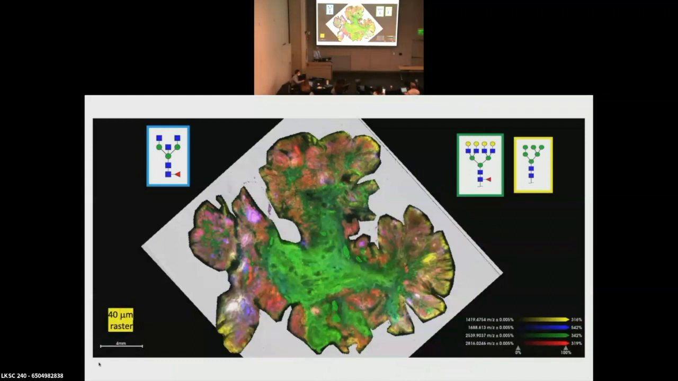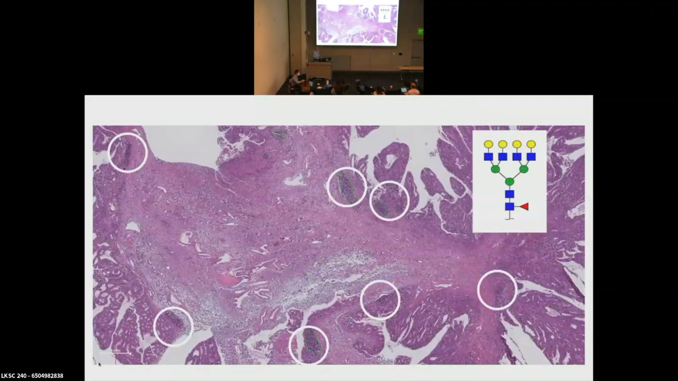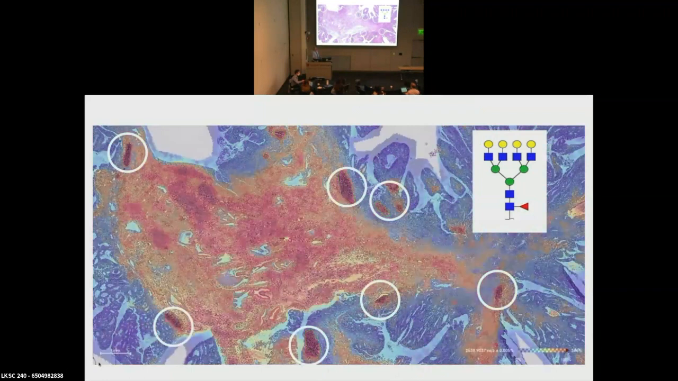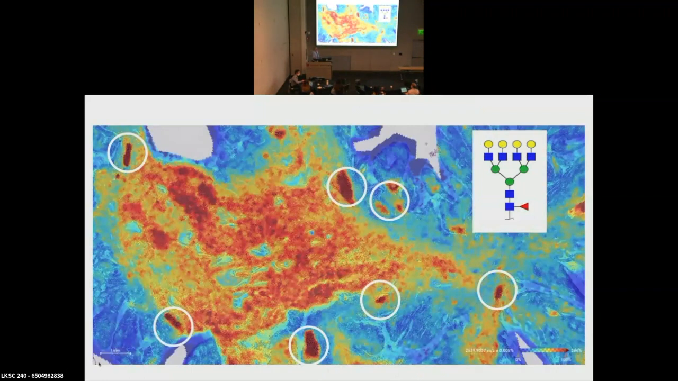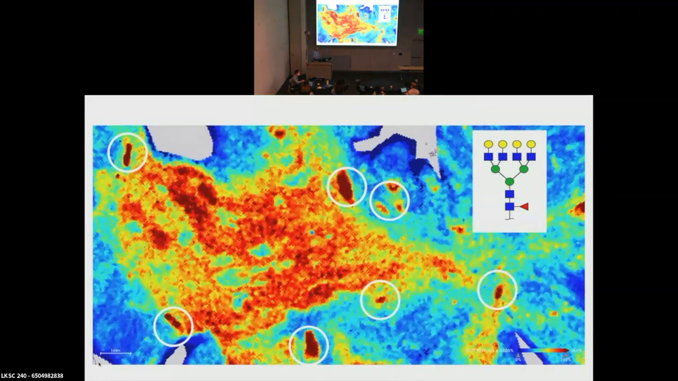This is just 4 different glycans. There's a lot going on in this tissue, and anything colon is beautiful for N-glycans anyway. But we homed in on this region. You see where these immune clusters are, and we can light them right up. And then you can do this overlay, and that's great.